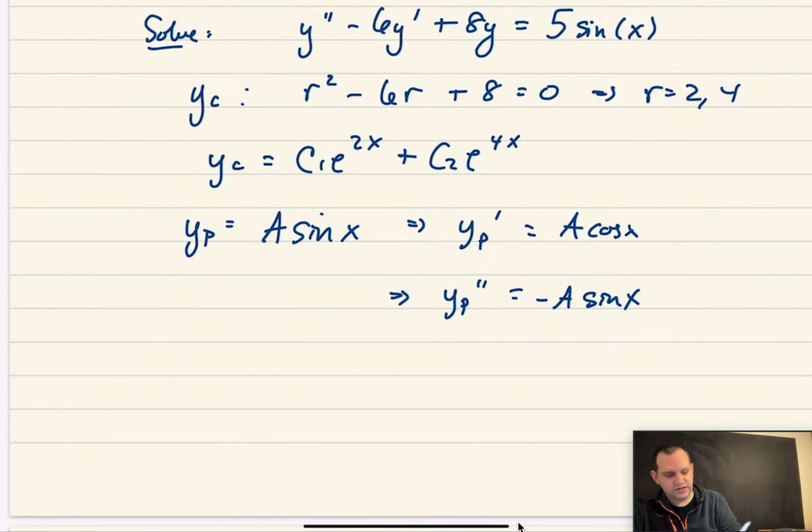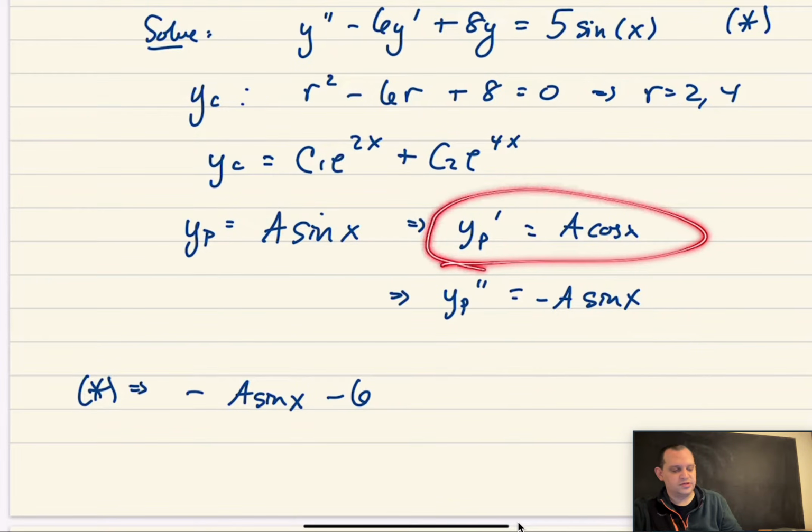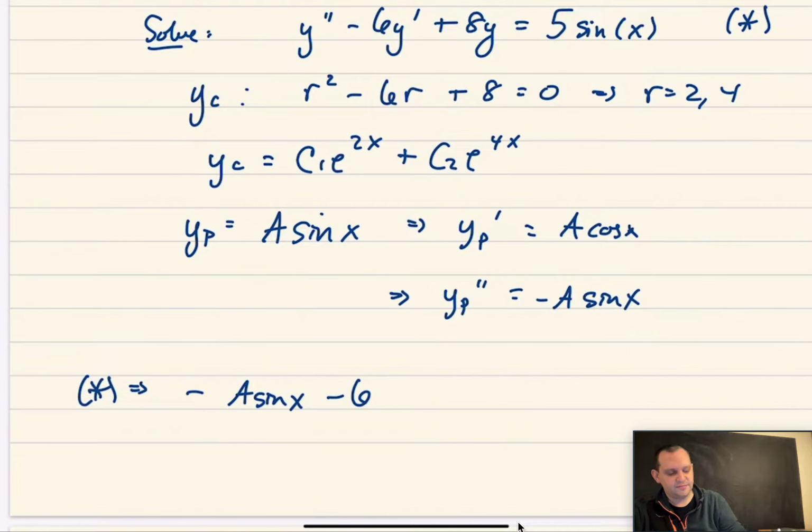So our equation, which let's call star, becomes negative a sine of x minus 6 times y prime. The derivative of the particular solution is a times cosine of x, so this will be negative 6a cosine of x, plus 8 times y, so plus 8 times a sine of x. And then we want all of this to be equal to 5 sine of x.